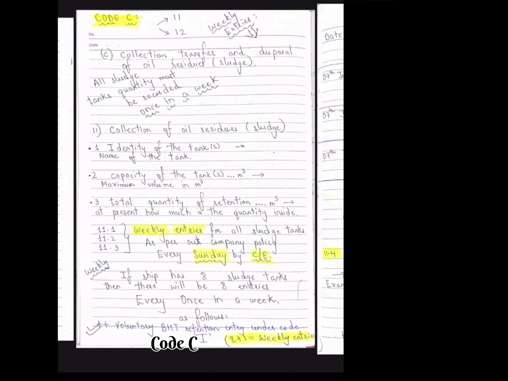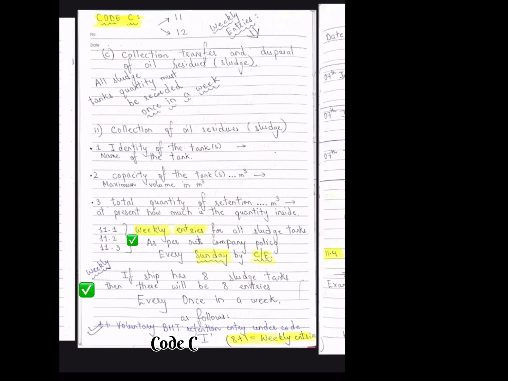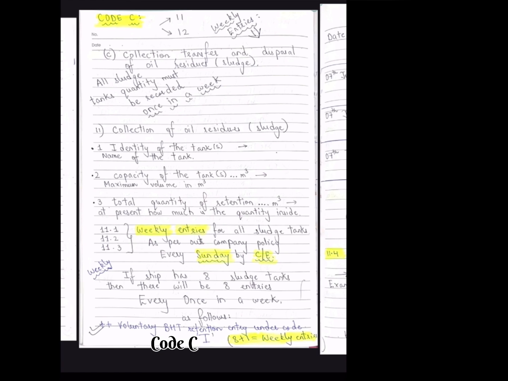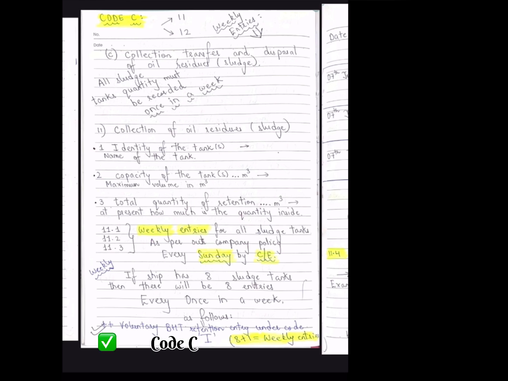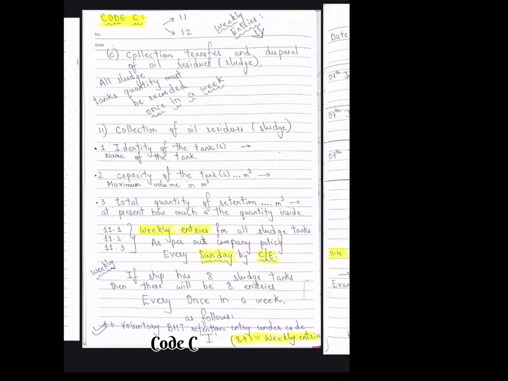Our ship consists of 8 sludge tanks. So in total there will be a minimum of 8 entries to be made in the oil record book. It may vary from ship to ship. In addition to this, we are making a voluntary bilge holding tank retention entry. So in total we are making 9 entries, 8 plus 1.